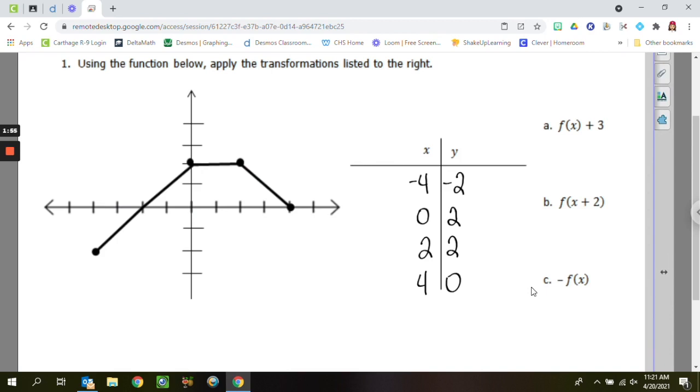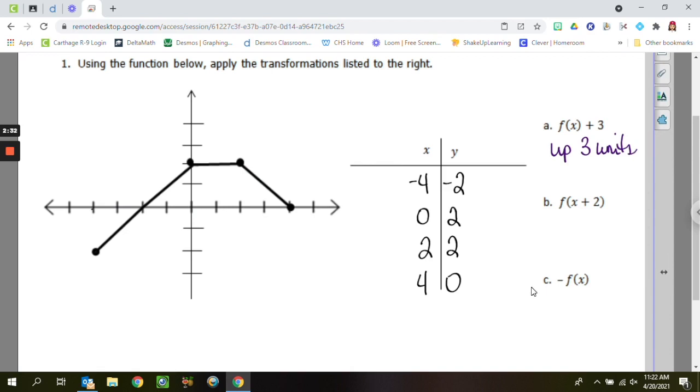what we do. So, on letter A, the 3 is being added outside the function. So what movement are we dealing with? Yes. We're moving up. How many? 3. So we have new y values. So this is up 3 units. So you can work within the table or just take every single point from the original and just shift it up.